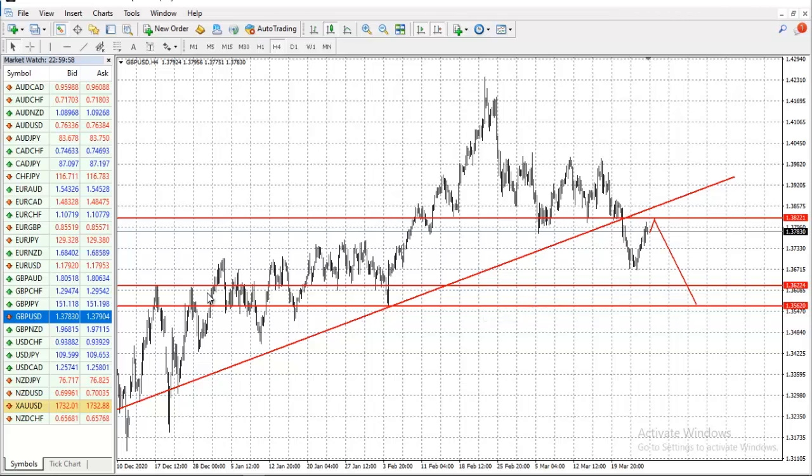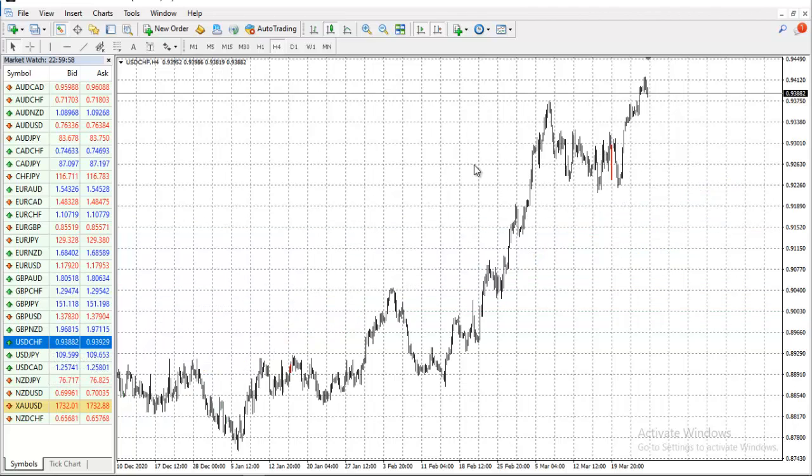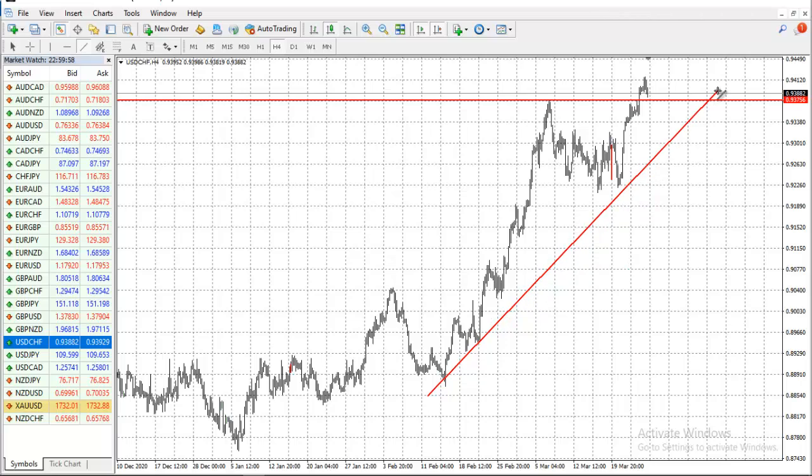From here, let's move straight to the USD CHF. On the USD CHF, we can see the market seems to be approaching a very good support, so we are not wasting time. We can see the market is in an uptrend. Initially we can see the trend. That is how you should analyze the market. First, understand your trend.